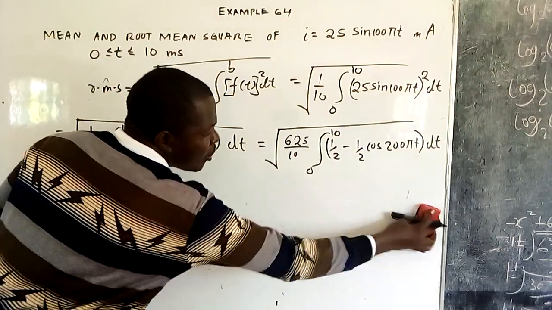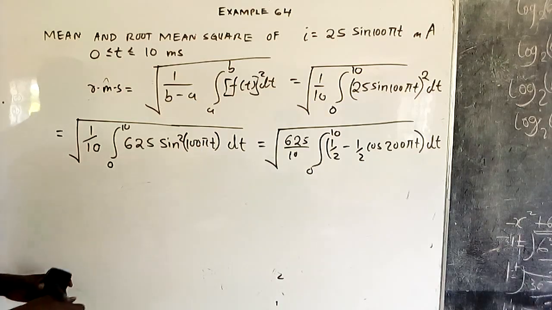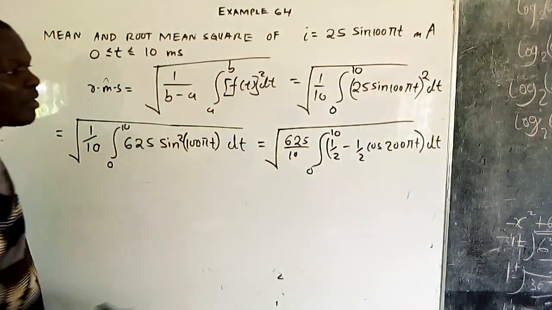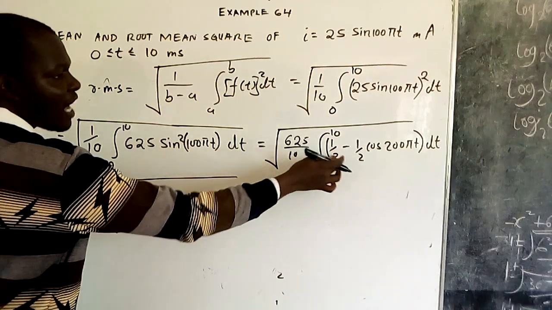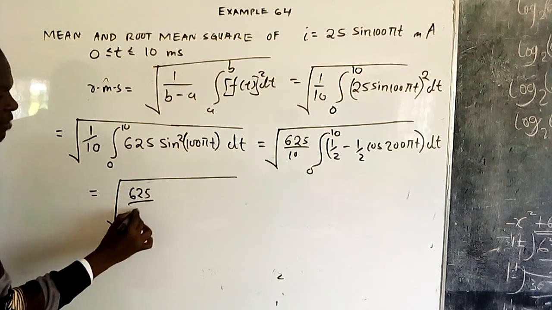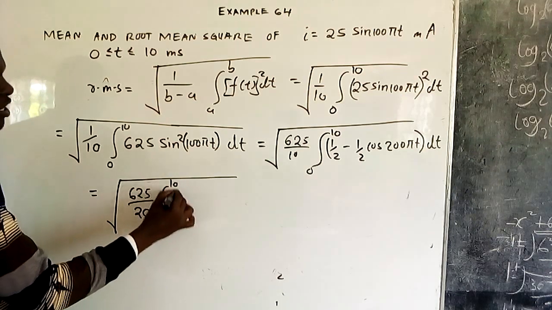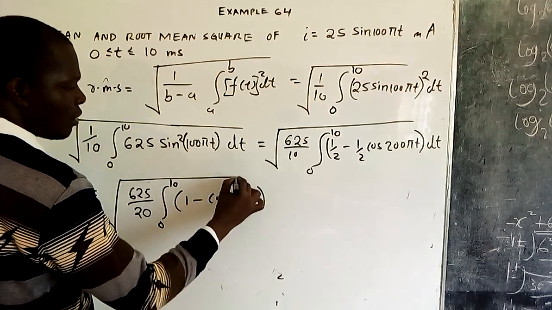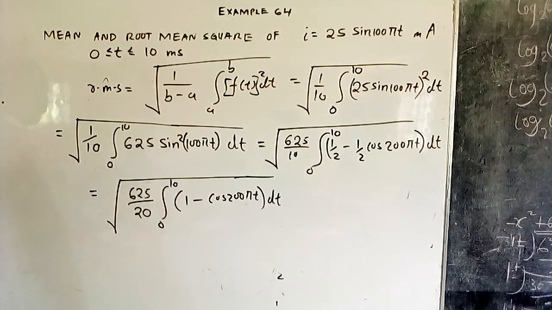All that was rough work to tell us what is equivalent to sine squared. So sine squared 100 pi t is the same as a half minus a half cos 200 pi t. This half is a common factor, so you can factorize it outside. Are you seeing that? So if you factorize that half outside, it becomes 625 over 20. Then inside you remain with, integrating from 0 to 10, 1 minus cos 200 pi t with respect to t. Are we together? Good.